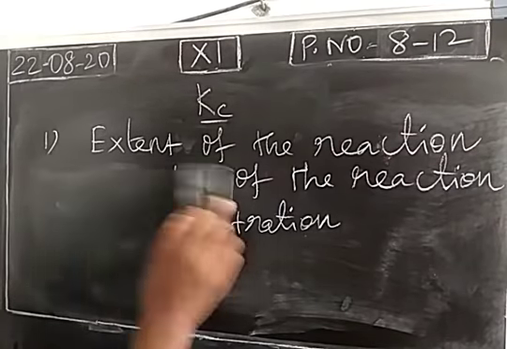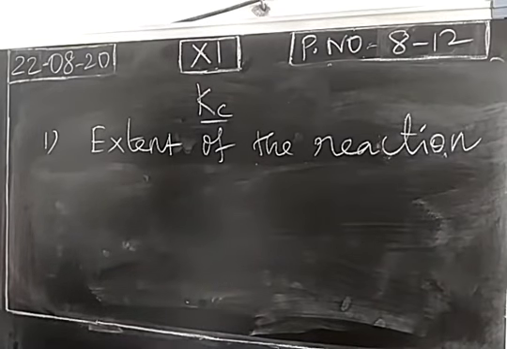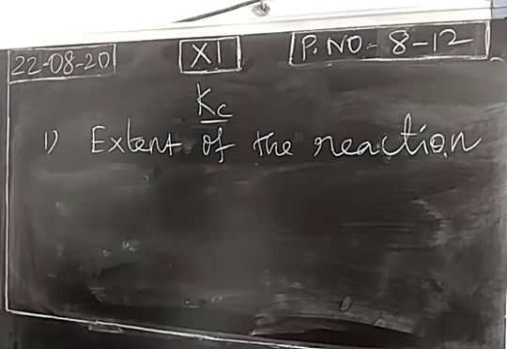So one by one we will complete. First, extent of the reaction. What is the meaning of extent of the reaction? In a reversible process, if equilibrium is reached, using the equilibrium constant, what is the tendency of the reaction? Right? So how much yield can be obtained? All this information can be obtained. So this is called the extent of the reaction. Extent of the reaction means up to what extent the reaction will go, and how much yield of product can be obtained. So this information can be obtained from the equilibrium constant.